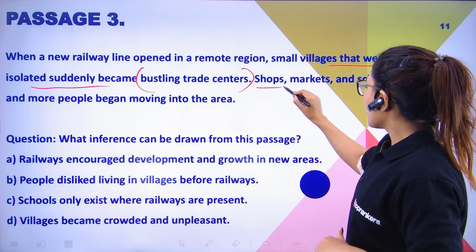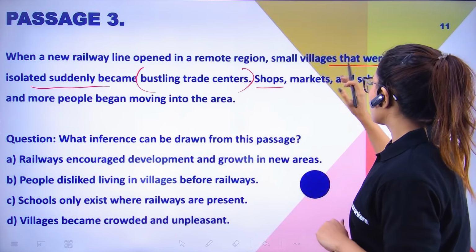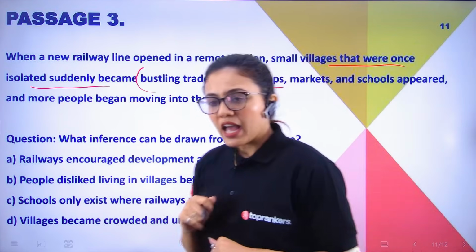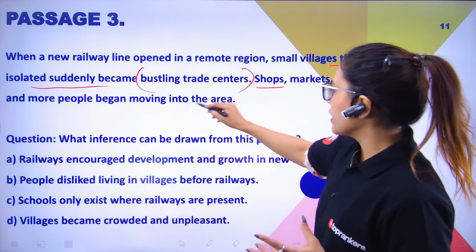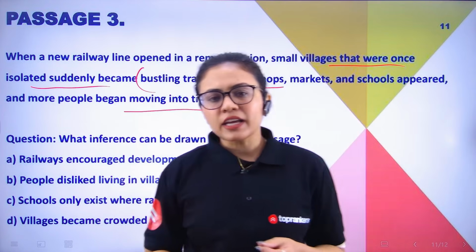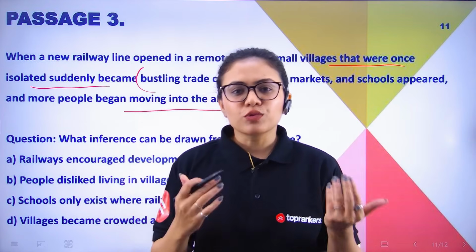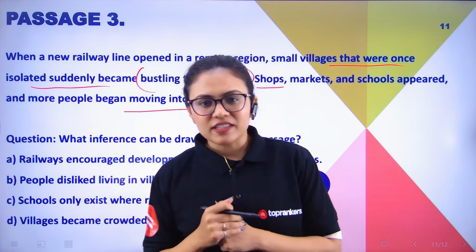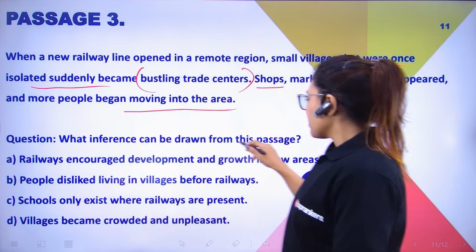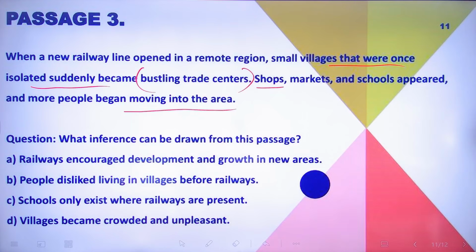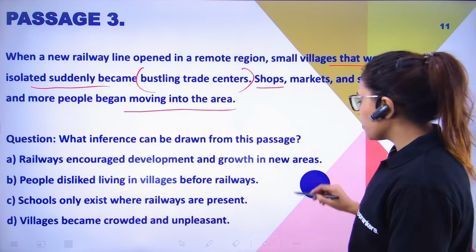And so we can see a growth in terms of shops, markets, schools appeared here, and more people actually began moving into the area. Automatically, if you provide people facilities, they would be more inclined to live there. So that's exactly what we can see happening here. What inference can be drawn from this passage? Railways encouraged development and growth in new areas.